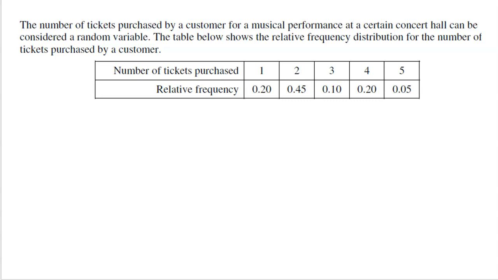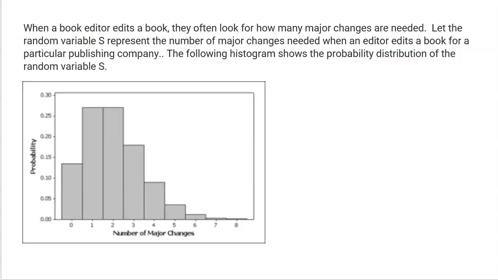So over the course of many, many shows at this particular hall, we know that there's a 45% chance of selling 2 tickets or a 5% chance of selling 5 tickets and so forth. So again, pretty simple example of a probability distribution. Here's another one that is more graphical based.